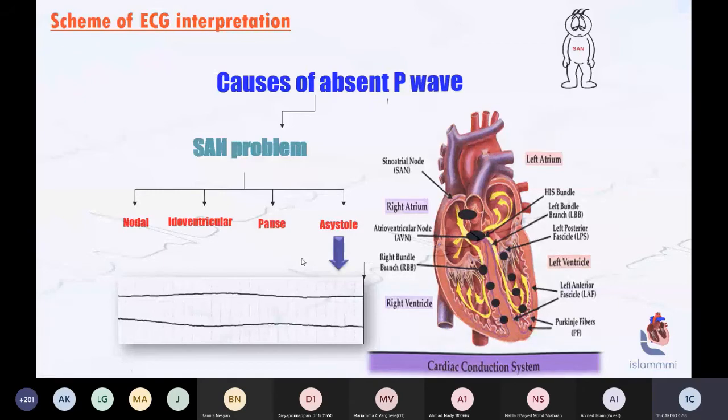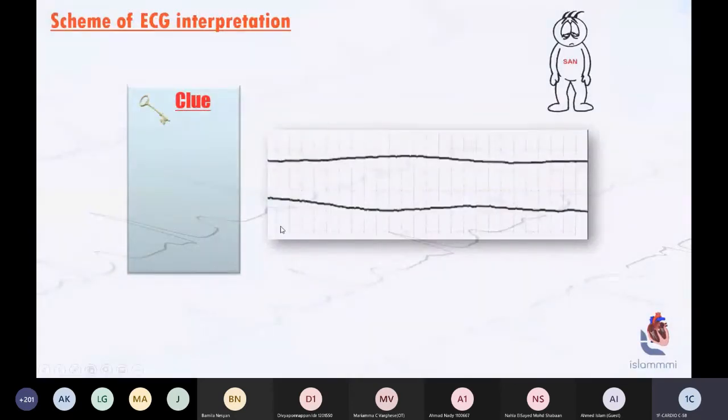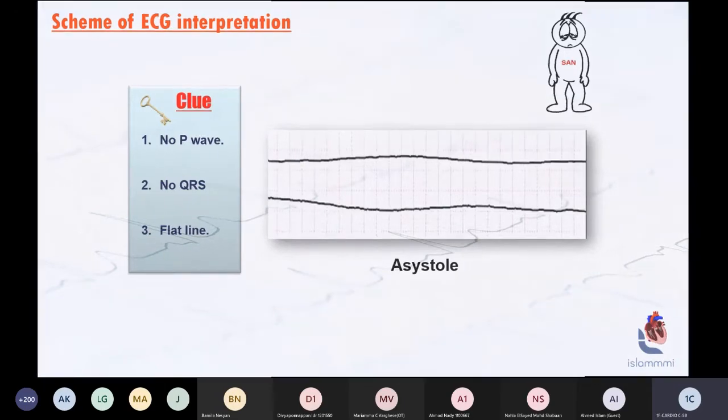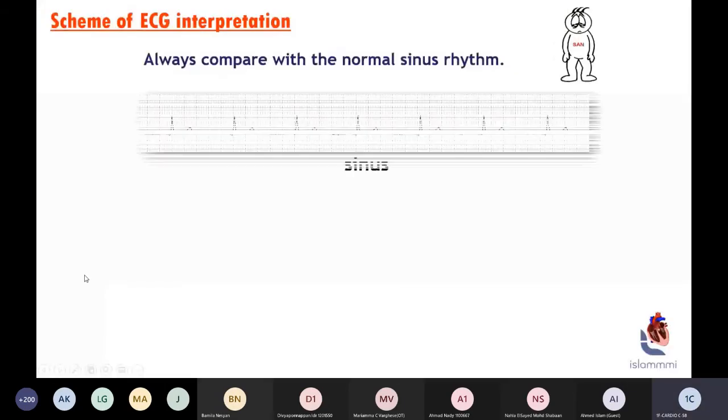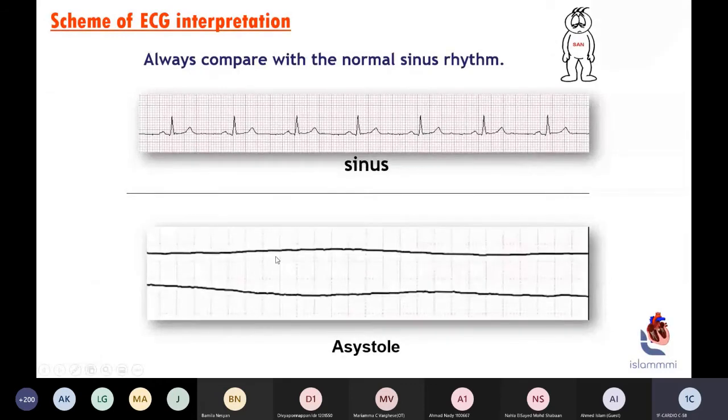So it's very unique, and you can know it by heart. If you see this one, we have to start chest compression immediately. So no P wave, no QRS, just a flat line. So what we call this one is asystole. All that we mentioned now are examples of absent P wave. This is to compare between the normal and asystole.